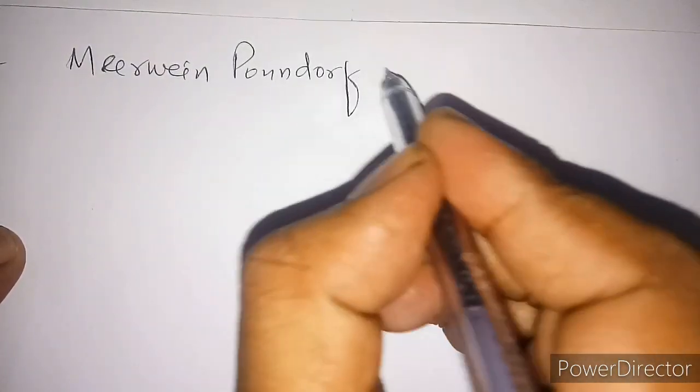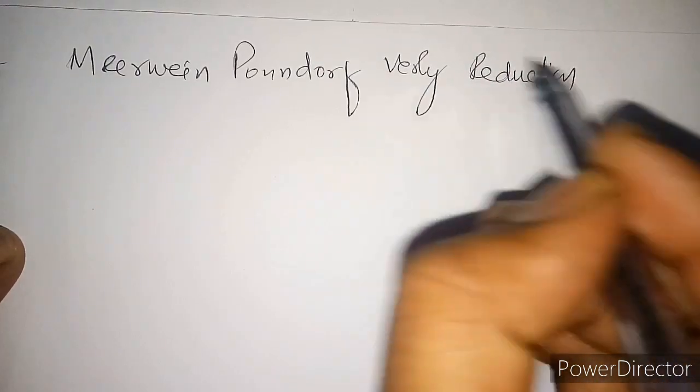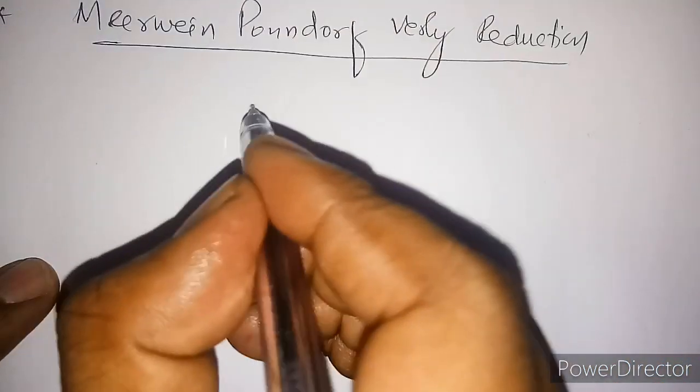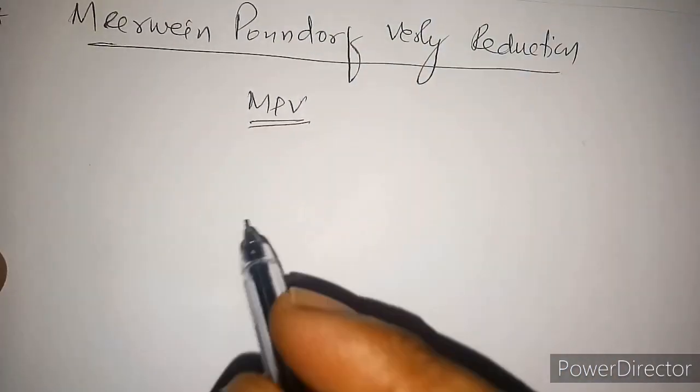So another very important named reaction is the Meerwein-Ponndorf-Verley reduction. In short form, this is also called the MPV reduction.